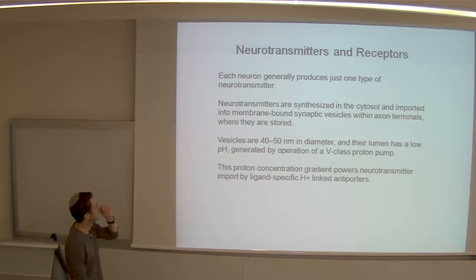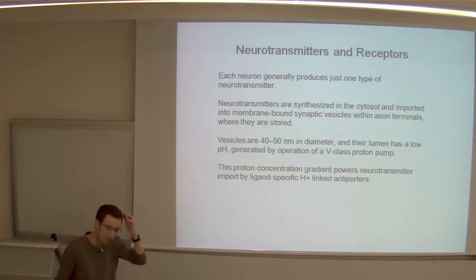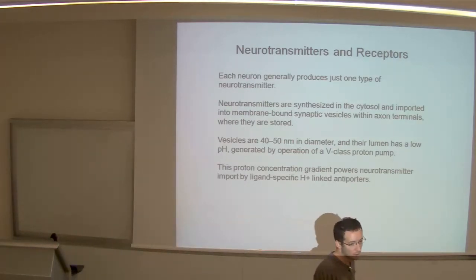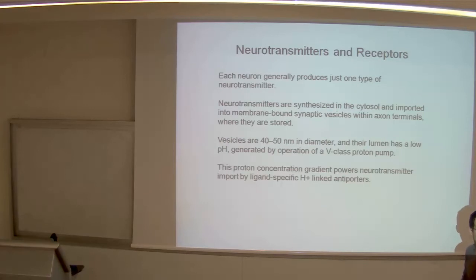Okay. Principally, each neuron generally produces just one type of neurotransmitter. And usually neurons are called after the neurotransmitters they synthesize. So when people say cholinergic neurons, they usually mean neurons that synthesize choline or acetylcholine. GABAergic neurons are neurons that synthesize GABA, and so on.